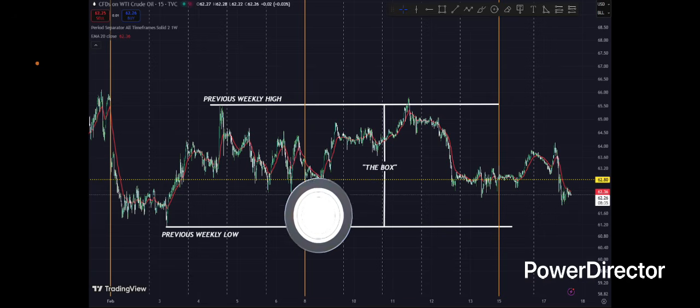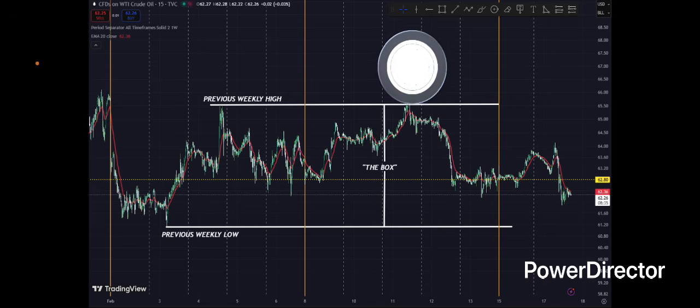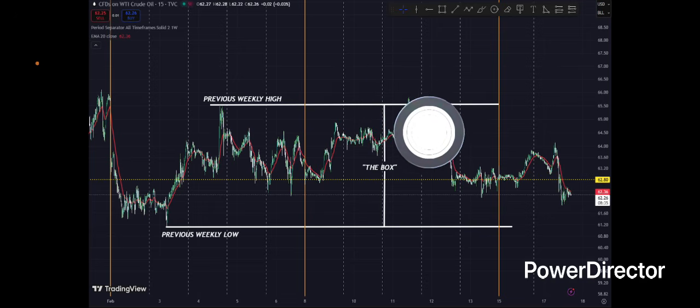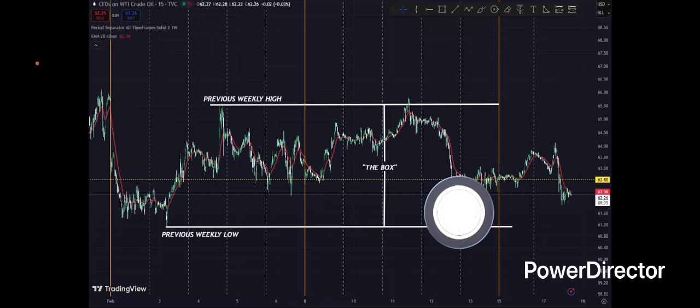You can see here that this market Monday, Tuesday, Wednesday finally breaks the high of that box. And then the market coils sideways and rolls over, right? And starts going the opposite direction.